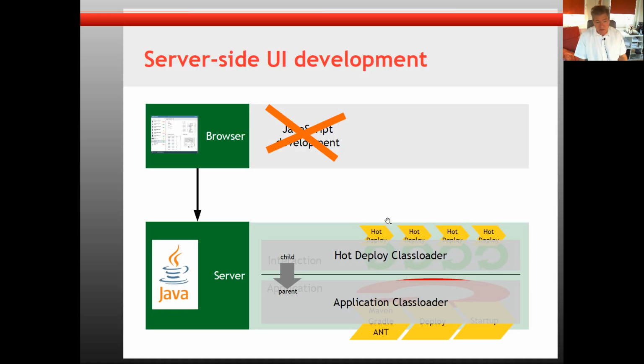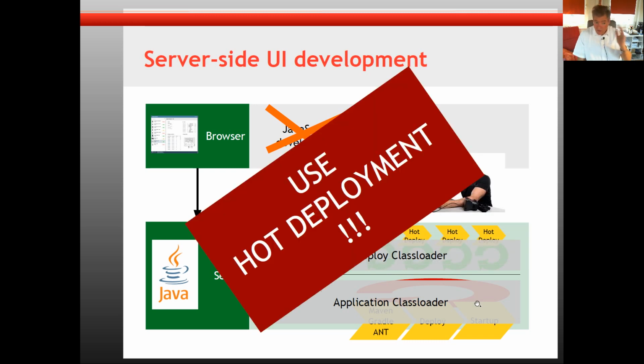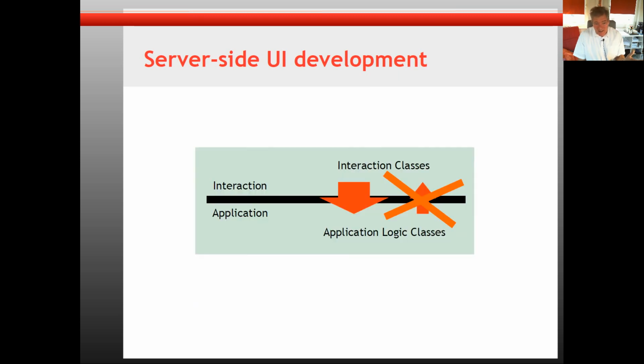Well, you see, this class over here, the principle is that this one is reloaded, reloaded, reloaded with every hot deployment, and the big application class loader is kept stable. Use hot deployment, that's a big message. Now, you might say, why don't always people use hot deployment? Yeah, because what happens in many projects, or in some projects, is hot deployment requires a very strong separation between interaction classes, which then access the business logic classes.